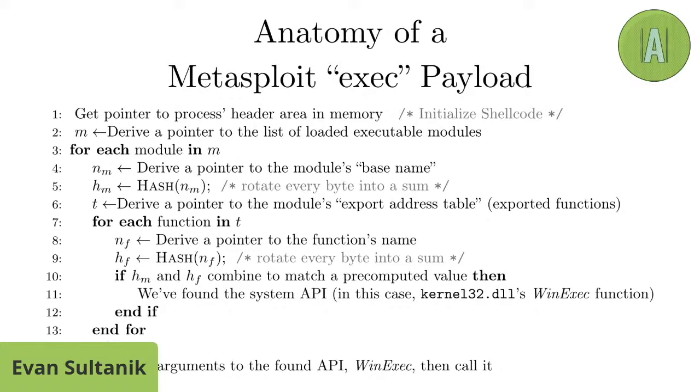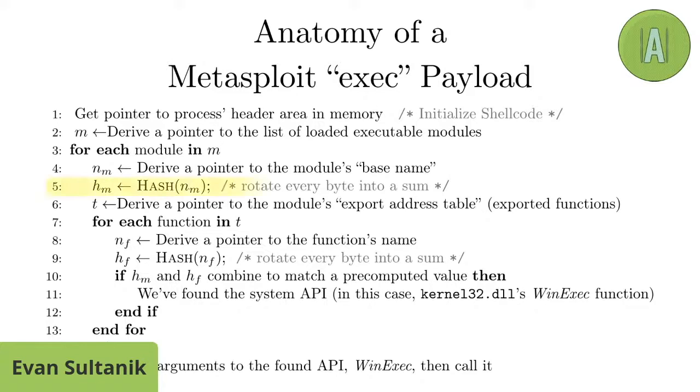And in the Metasploit exec payload, it needs to find certain DLLs in Windows when it starts executing. So it needs to walk through the linked lists in the Windows kernel to figure out which library is which based upon their name. But they don't just want to store the string kernel32.dll in their payload. That would be a dead giveaway.